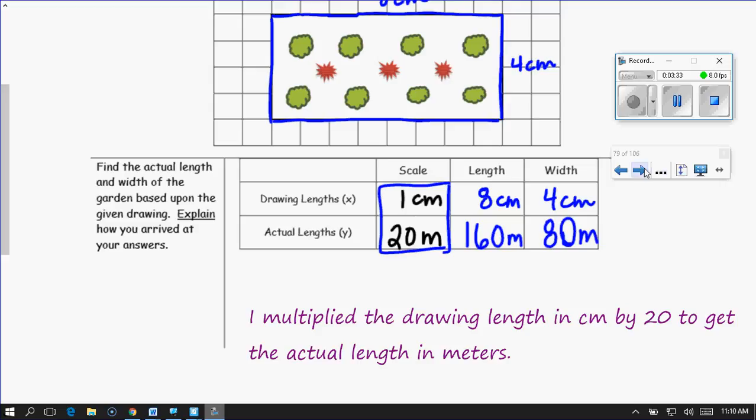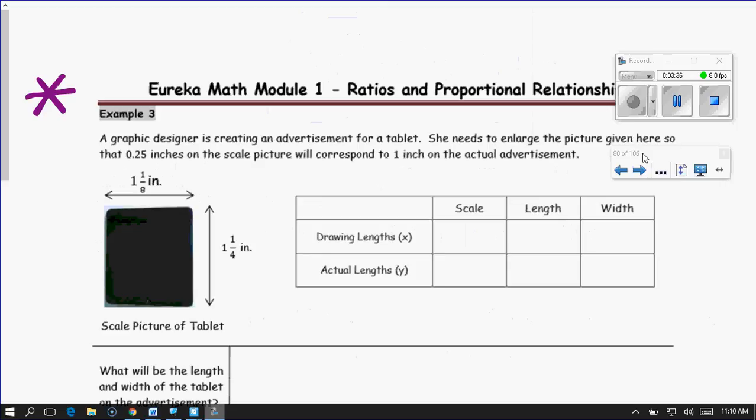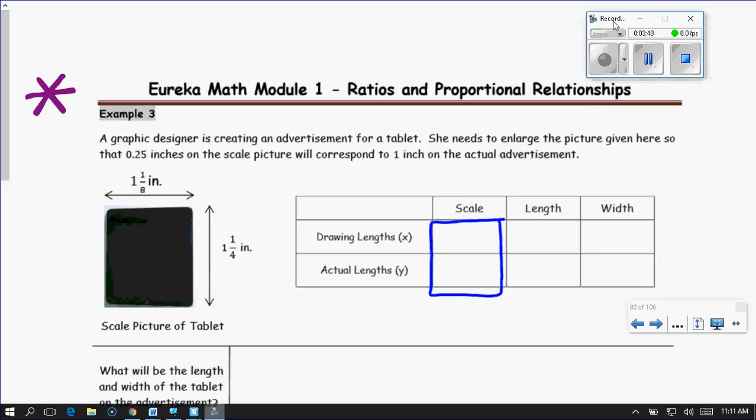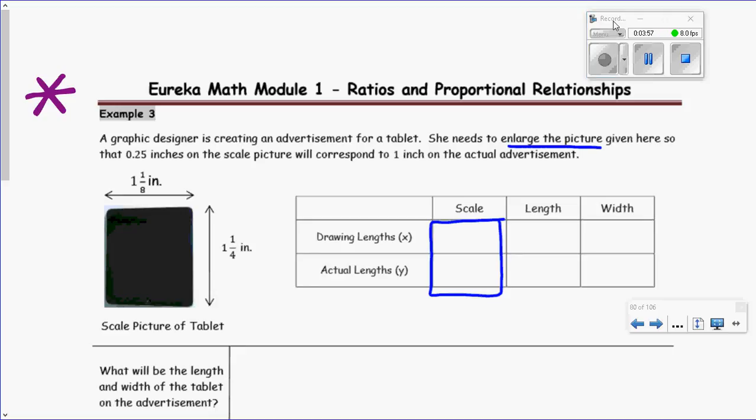Let's go ahead and look at page 80. What happens when we have fractions or decimals? Maybe the numbers don't work out as nicely. Okay, go ahead and read it and put in for the scale what they tell you in the problem. Go ahead and read it, pause it, and tell me what goes there. Okay, the important things you want to look at is that she needs to enlarge the picture so that 0.25 inches on the scale will correspond with 1 inch on the actual advertisement. Okay, so we've got 0.25 inches on the scale, and we've got 1 inch in real life.